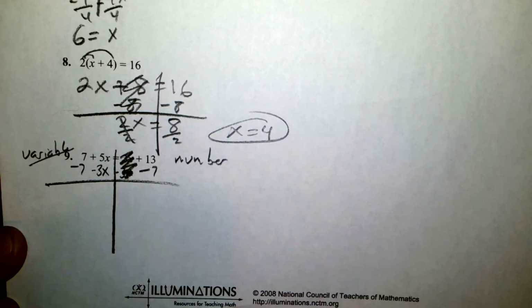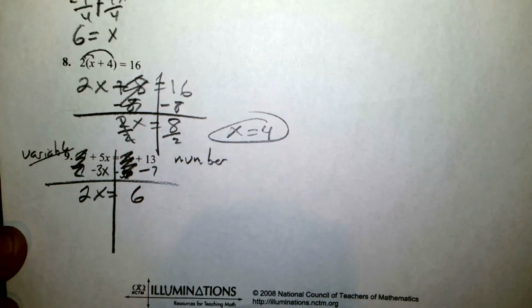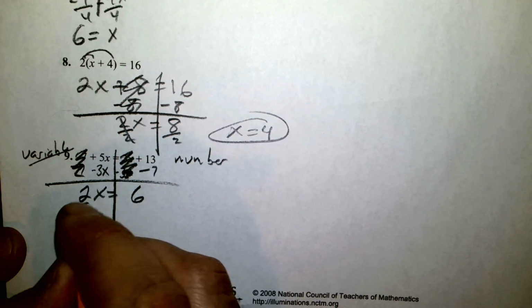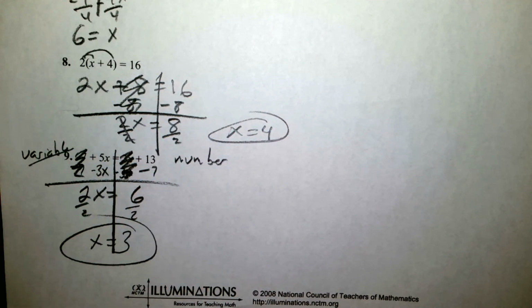By getting rid of these variables, and by getting rid of these numbers, I've created a much simpler problem. 2x is equal to 6, so that means x equals 3. If you have variables on both sides, get rid of the variables from one of those sides. Eliminate one of those terms so that you can create the simple 2-step equations that we're used to.